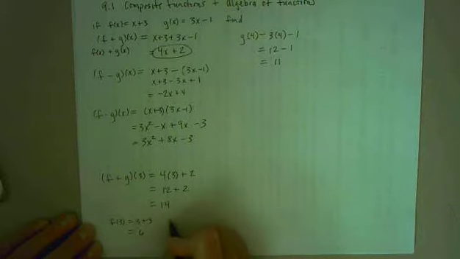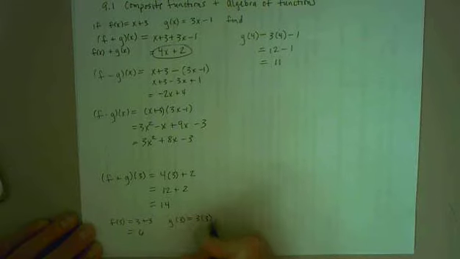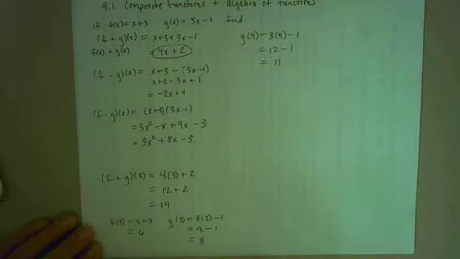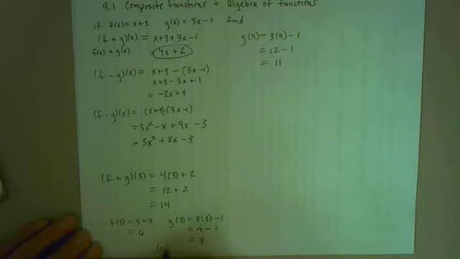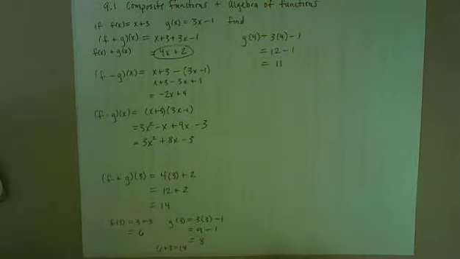And I could find g of 3, which is 3 times 3 minus 1. So 9 subtract 1, so 8. Then, if I want f plus g of 3, I just take 6 plus 8. And guess what? 6 plus 8 is 14, just like we figured up right there. So whichever way you like it best, you can do. So that's the algebra of functions.